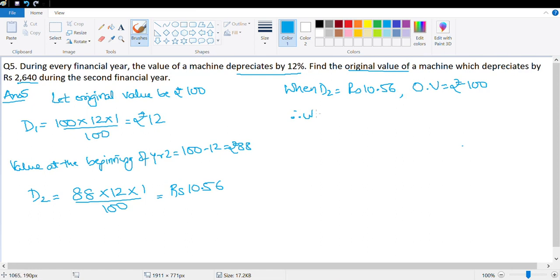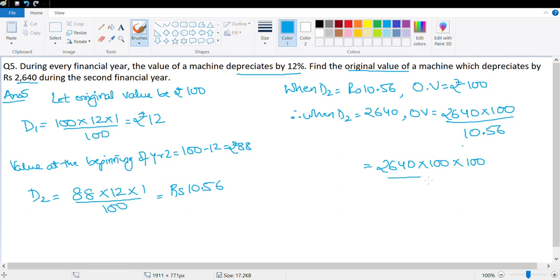Therefore, when D2 is equal to 2640, original value will be equal to 2640 into 100 upon 10.56. Okay, let's remove this decimal. So this will be 2640 into 100 into 100 divided by 1056. It is divisible by 11. So let's try 11 into 9, 99.